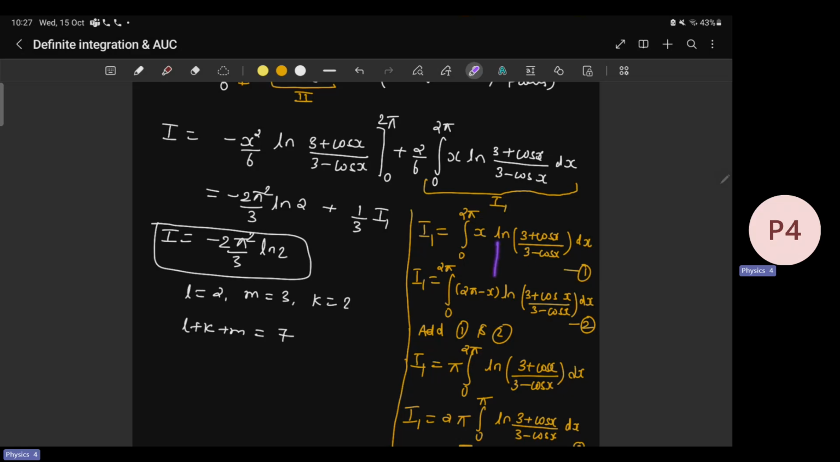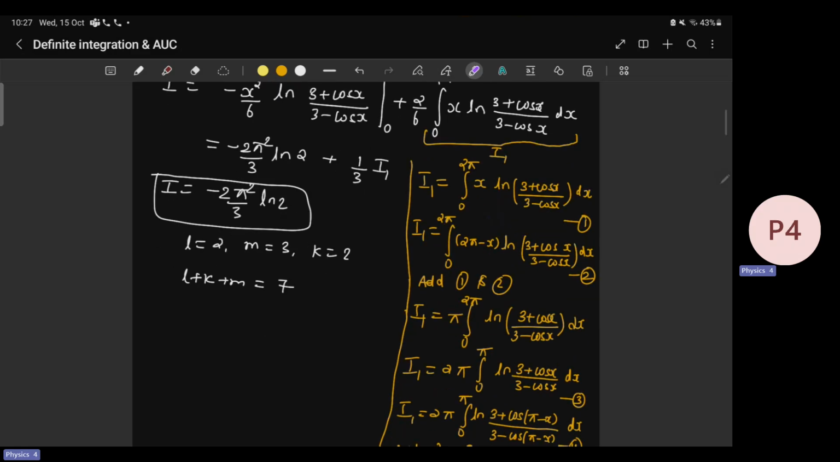Now we use the King's property, which we all know very well. King's property: integral a to b of f(x) dx equals integral a to b of f(a plus b minus x) dx. This is the most important property in definite integration. So suppose we apply King's property, replace x with 2 pi minus x, giving ln of (3 plus cos x) upon (3 minus cos x). Now suppose this is 1 and this is 2. Both are equal.